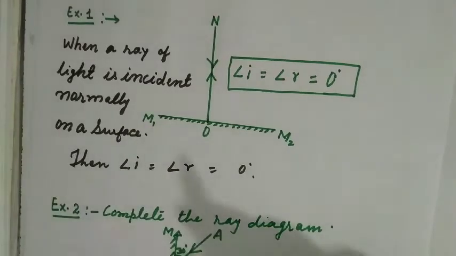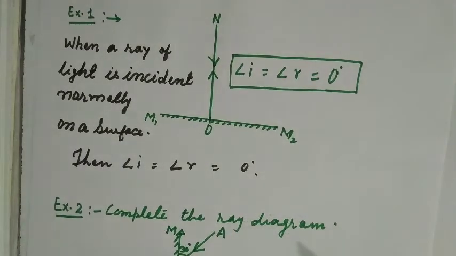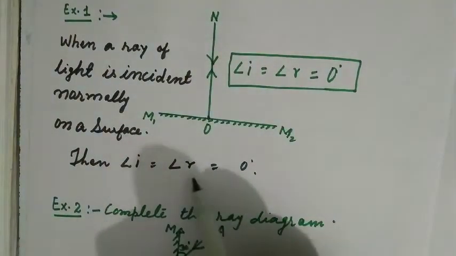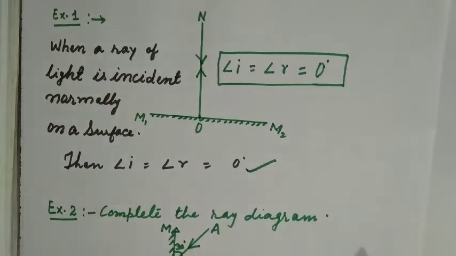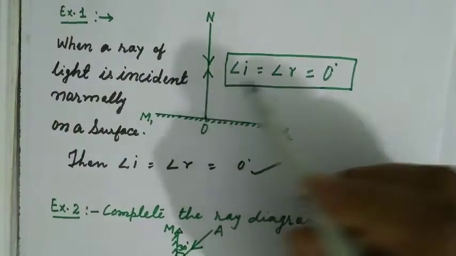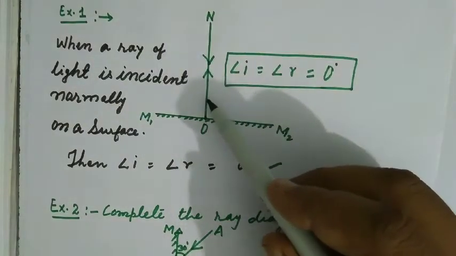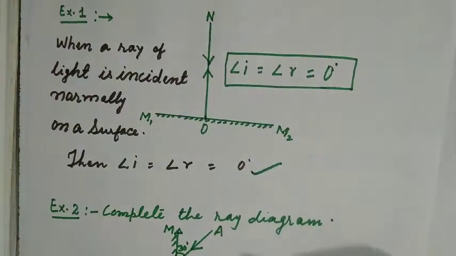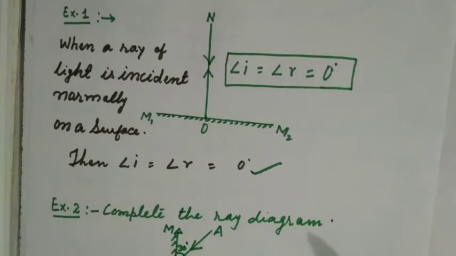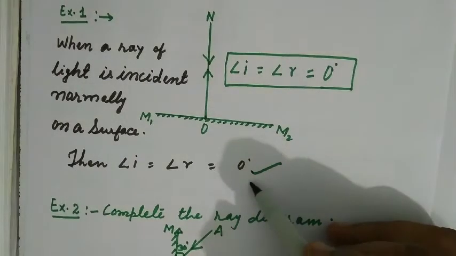When a ray of light is incident normally on a surface, what will be the angle of incidence and angle of reflection? Here the angle of incidence and angle of reflection must be equal to 0 degrees, because it makes no angle with the normal. The incident ray and reflected ray coincide on the normal, so it makes no angle. That's why the angle of incidence is equal to the angle of reflection. It's a very important question for us.